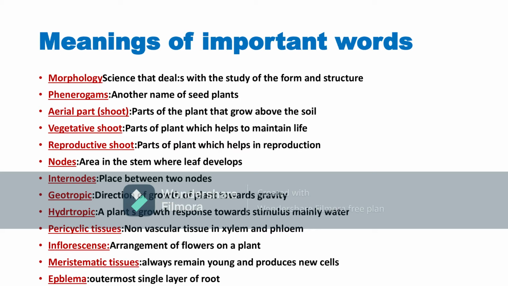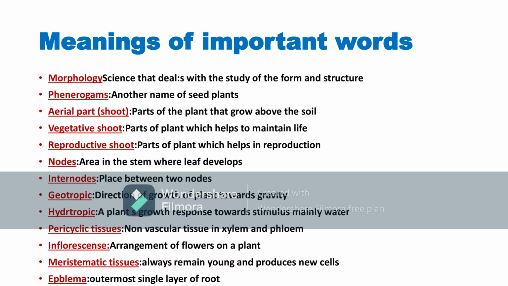Nodes: the area in the stem where leaves develop. The place in between two nodes is called the internode. Geotropic: the direction of growth of a plant towards gravity. Hydrotropic: a plant's growth in response to a stimulus, mainly water, meaning that it will grow towards the water. Pericyclic tissues: non-vascular tissues in xylem and phloem.